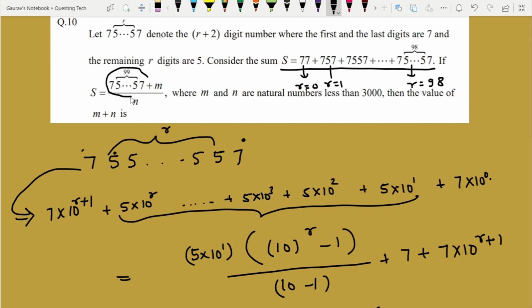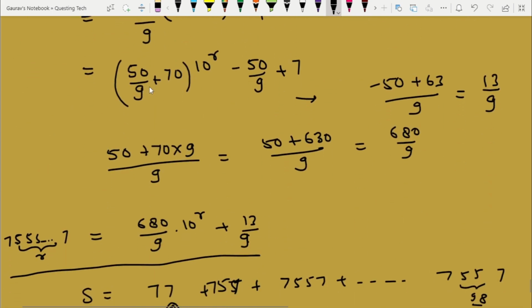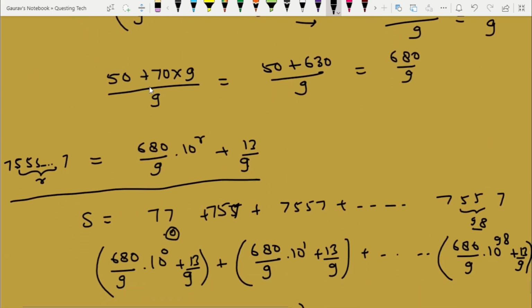This is a pretty big number, but we examined and derived a formula for this kind of number. We just need to put the value of r equals 99 and we will get that number. So this number is like this. If we put r equals 99, then this is our number: 680 by 9 multiplied by 10 raised to power 99 plus 13 divided by 9.